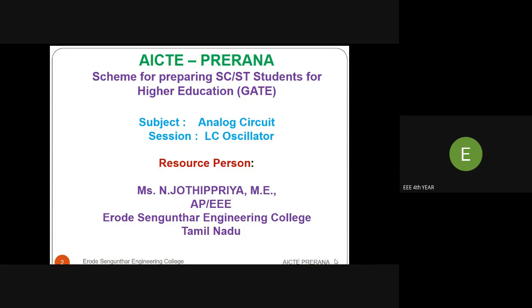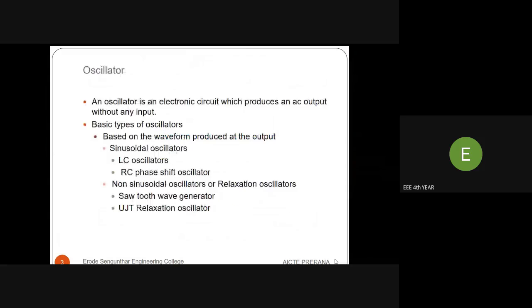Now let us see the topic LC oscillator. Before entering the topic, first we will learn what an oscillator is, its types, and the condition for oscillation. Now first let us see what an oscillator is.